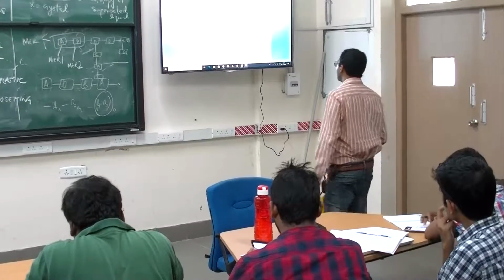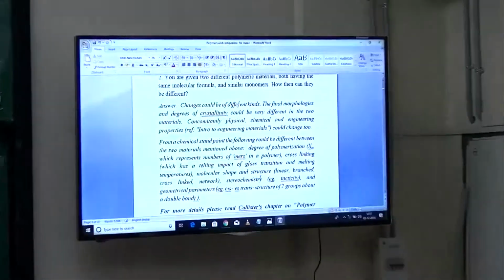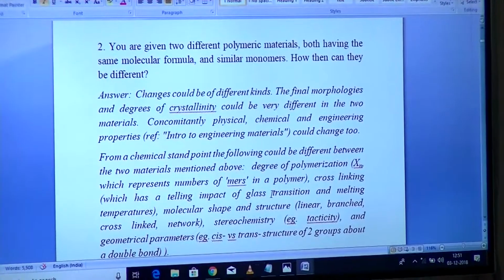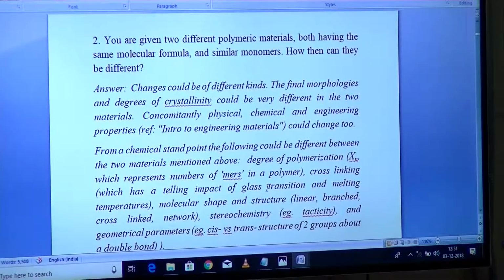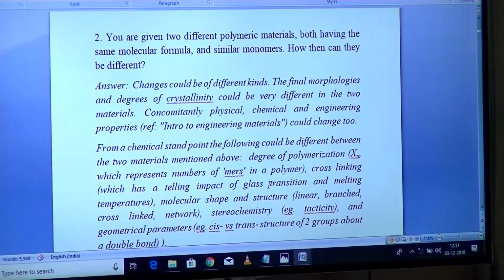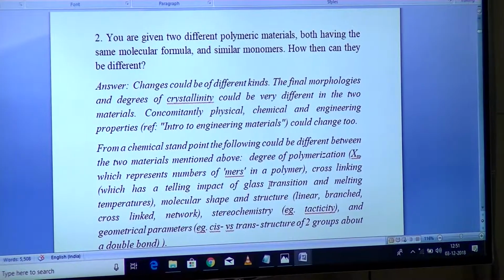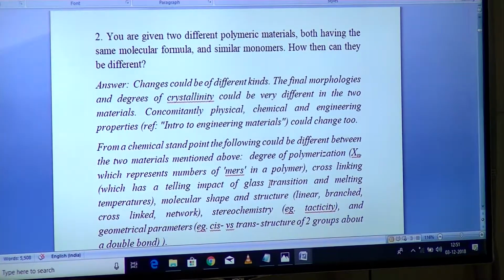Okay. Now, look at this question. You are given two different polymeric materials, both having the same molecular formula and similar monomers. How can they be different? We have discussed differences already. So, read this answer and explain to one another.